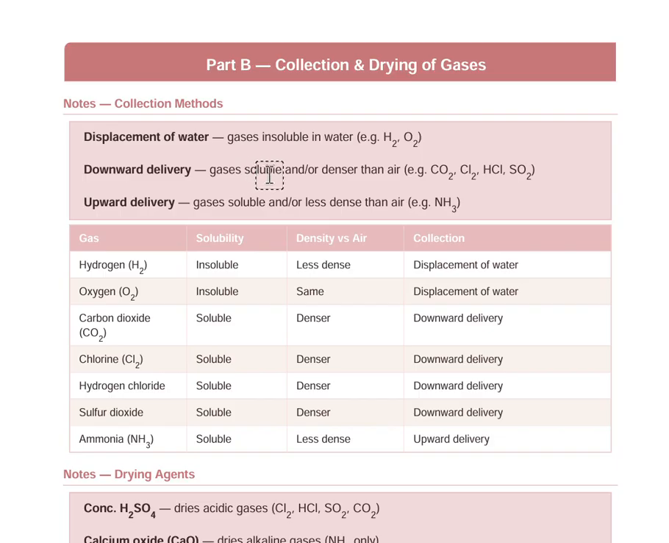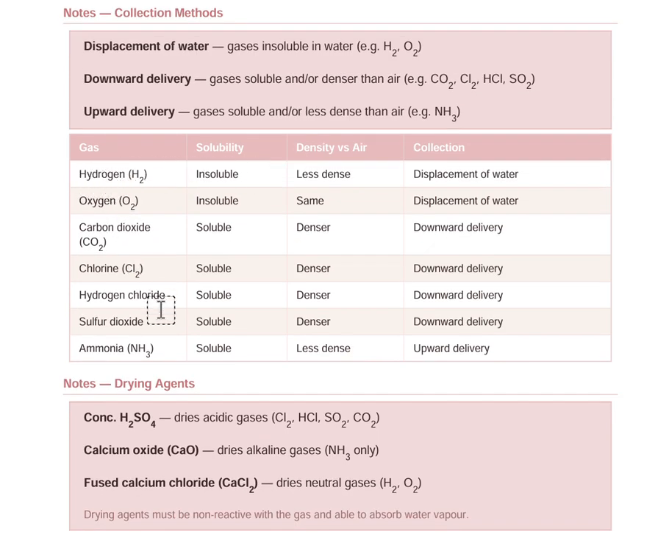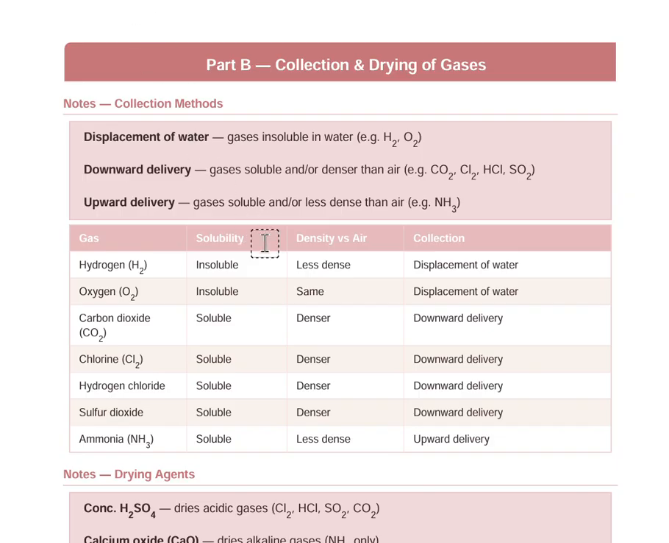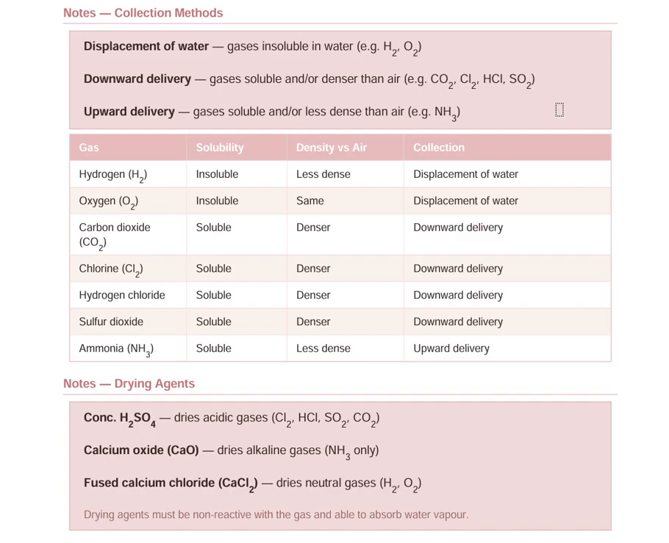Okay, so let's start. Part B, collection and drying of gases. These three are actually quite new, especially these few. You'll be learning the more exact version, like chemical bonding, in future chapters, but right now I'll be teaching collection methods and how we collect gases. So you can just read through first. I'm not sure there's much to explain.